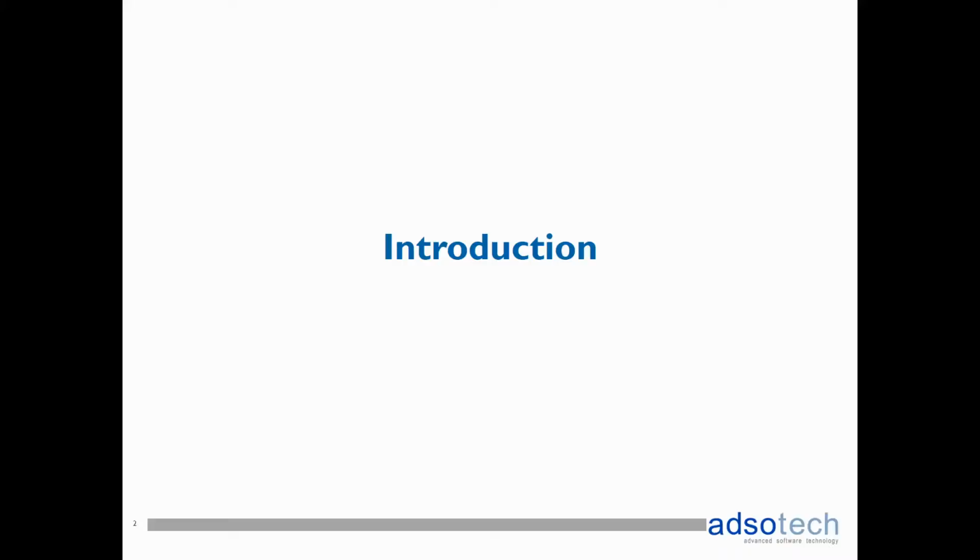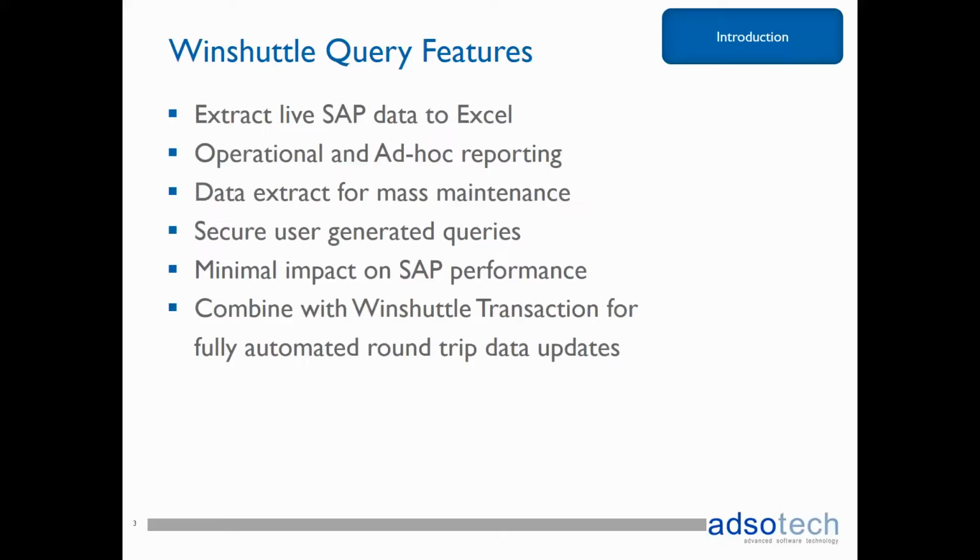So, what exactly is WinShuttle Query? WinShuttle Query enables live data extraction from SAP to Excel. The extracted data can then be used for various reporting needs or for mass maintenance. WinShuttle Query provides internal mechanisms which ensure that the user-generated queries are secure and have a minimal impact on SAP performance. When combined with WinShuttle Transaction, users will be able to create complex, automated data round-trip processes.